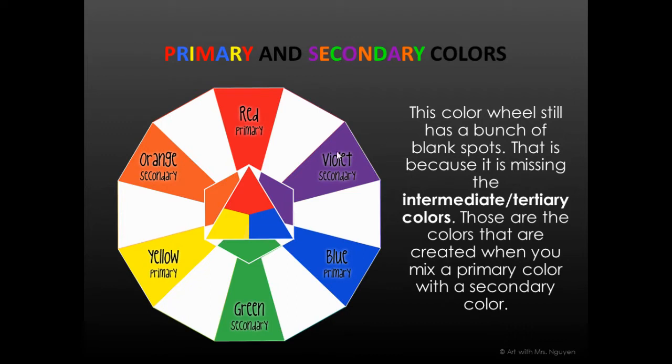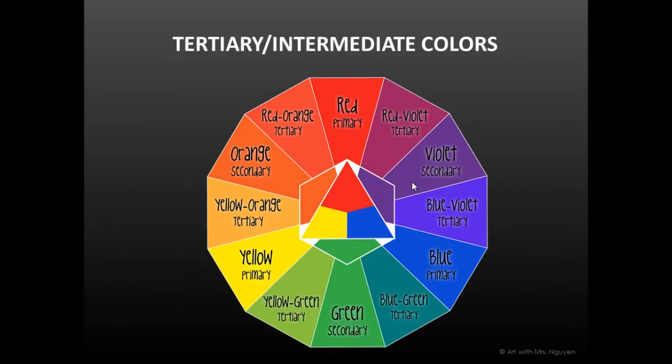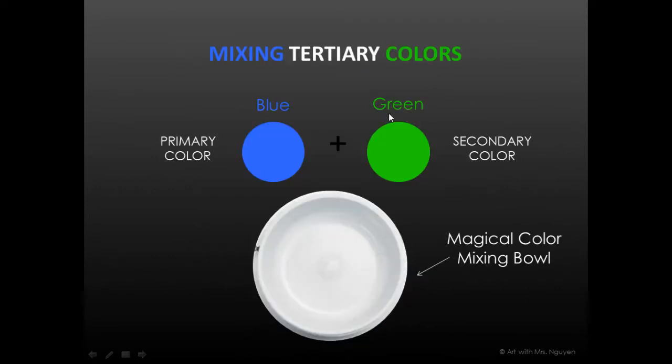This color wheel has a bunch of blank spaces. That's because it's missing the intermediate or tertiary colors. This is the 3rd layer of colors that you get when you mix a primary and a secondary. You will be able to try this as well on your sketchbook if you choose. So here we go. We've got all of them mixed in, and you can get some like red plus the violet making the tertiary red violet.